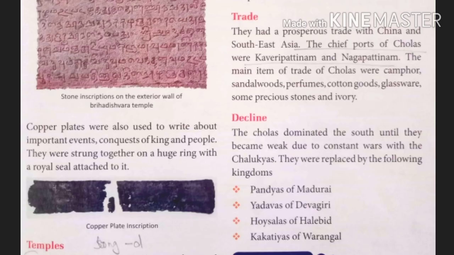Next one is trade. They had a prosperous trade with China and South East Asia. The chief ports, because that time ports were very important, as people didn't have any other transport facility, road transport or air transport. So the main was water transport. So ports were very important and the important ports were Kaveri Pattanam and Nagapattinam during the Cholas rule. The main items traded by the Cholas were camphor, sandalwood, perfumes, cotton goods, glassware, some precious stones and ivory.